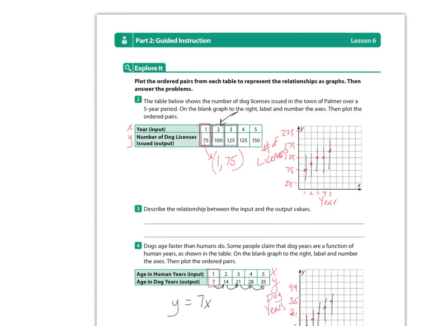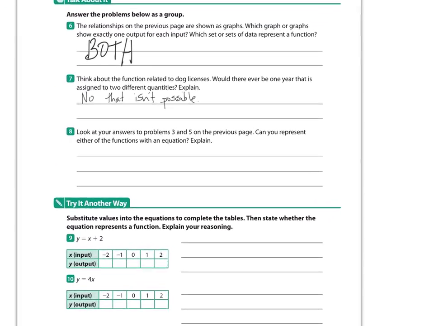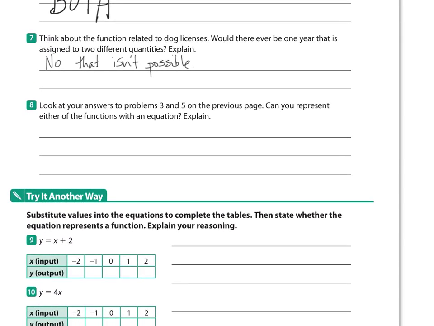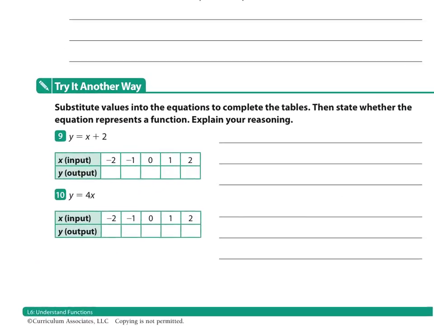So no, I can't write that one as an equation. All right, and that's our answer to number 8. So yes, we can write the dog years. No, we can't write the number of licenses issued.